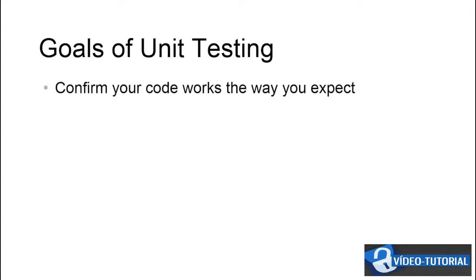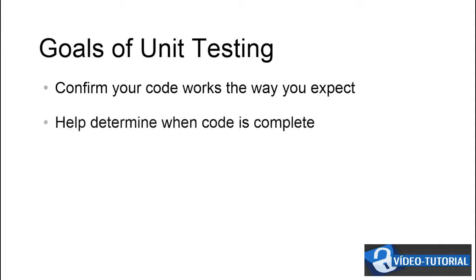One reason is just to confirm that your code works the way you expect it to. This is often not the case, and the idea is that instead of doing a lot of debugging later on, you can catch more mistakes in the early stages while you're first writing the code. Second is to help determine when code that you write is complete. Writing tests along with new code helps you better understand the criteria for success or completion of a module or a function, for example.